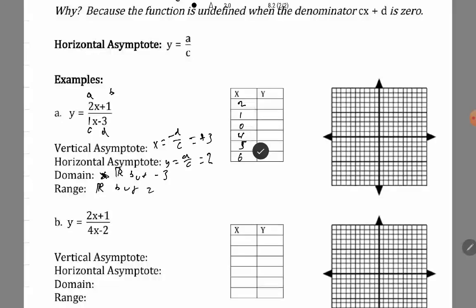There we go. If I put in 4, I'll get 9. 5, I'll get 5.5. If I put in 2, I'll get negative 5. If I put in 1, I'll get negative 1 1/2. If I plug in 0, I'll get negative 1/3. If I plug in 6, I'll get 13 over 3. 13 over 3 is 4.33, so 4 1/3. Sorry about that.